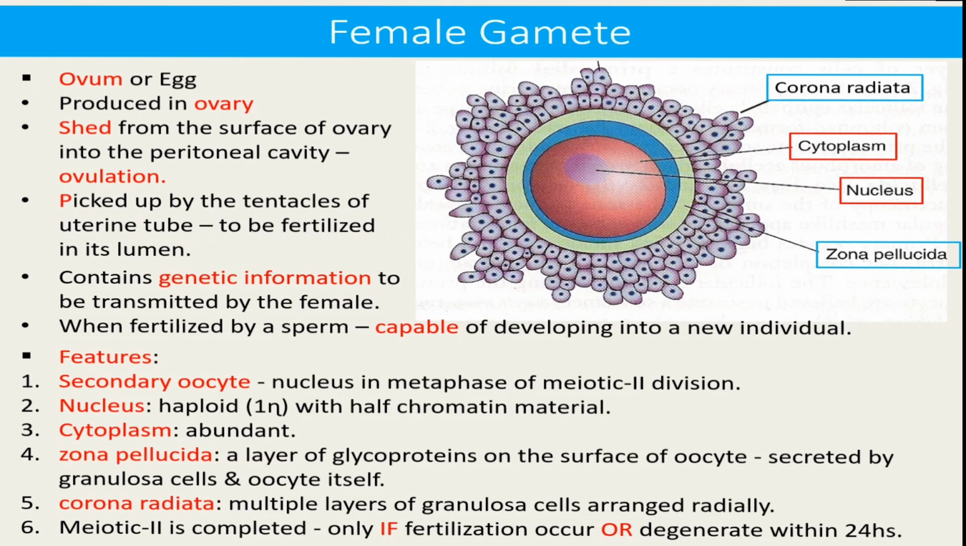As said, the nucleus is in the meiotic second division. This division is completed only if fertilization occurs. If it does not occur, the female gamete degenerates within 24 hours.